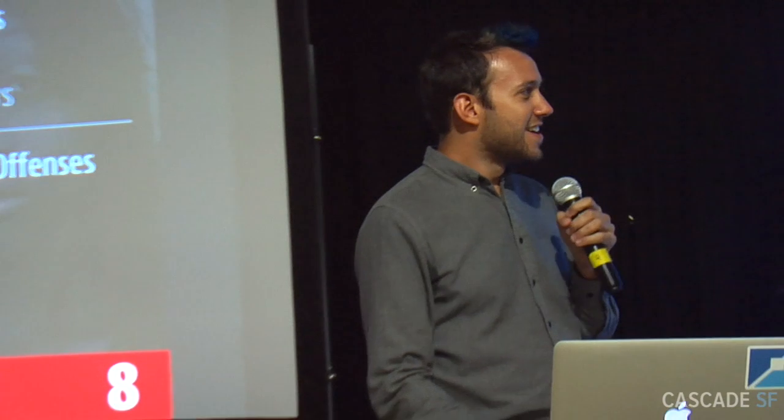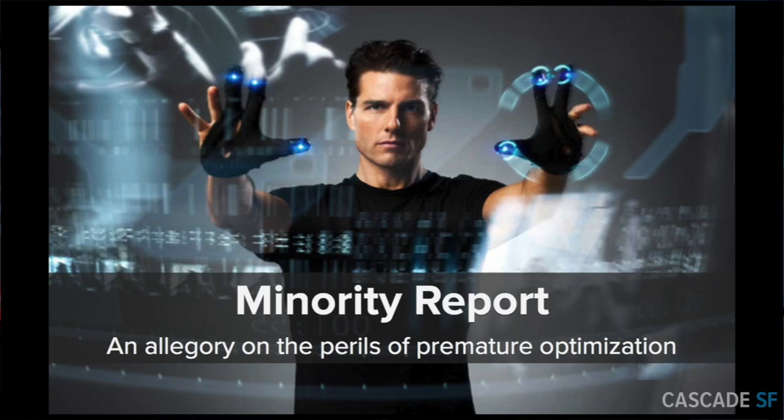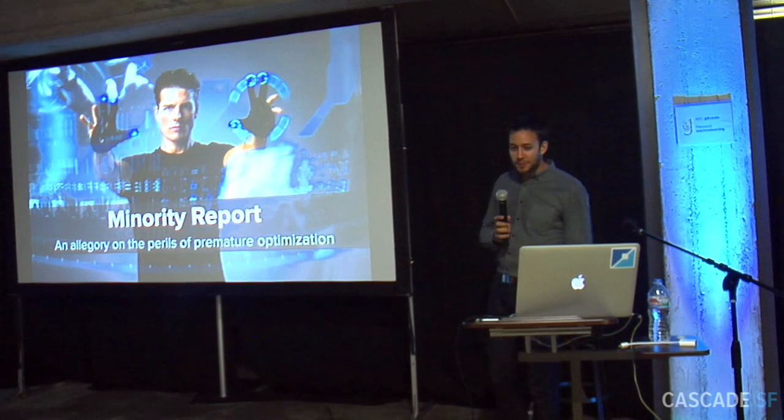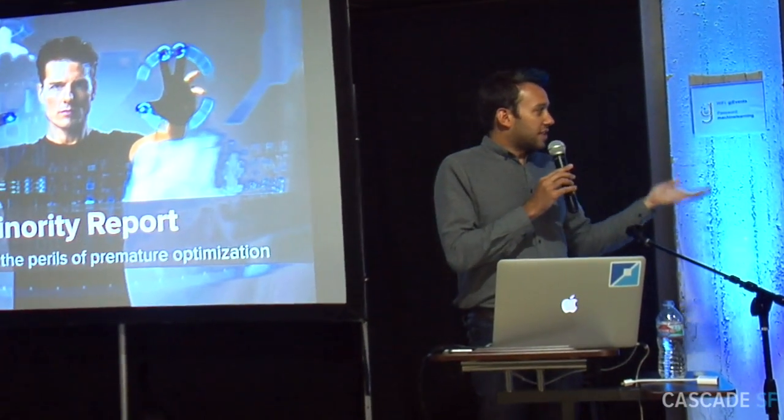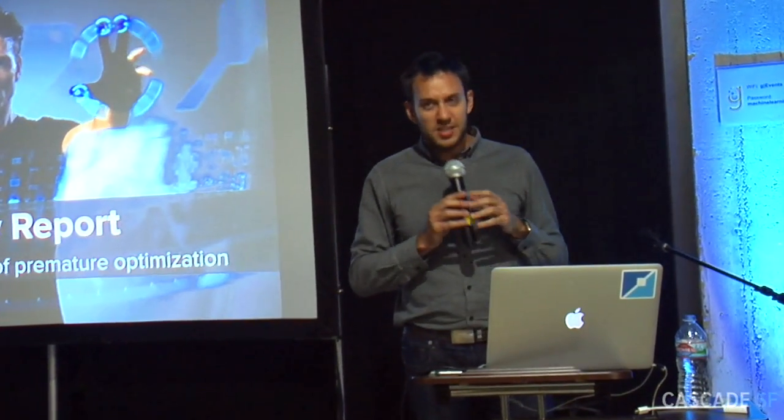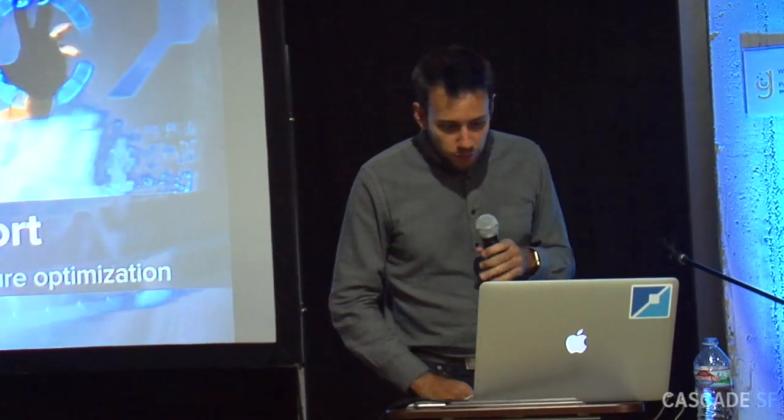So, as I said, science fiction, big fan. You might know where I'm going with this. Predicting future crimes? What? That's literally the plot of Minority Report. And that is, of course, an allegory on the perils of premature optimization. That's the entirety of that movie, really. It's just about premature optimization, and it's a bad thing, don't do it.